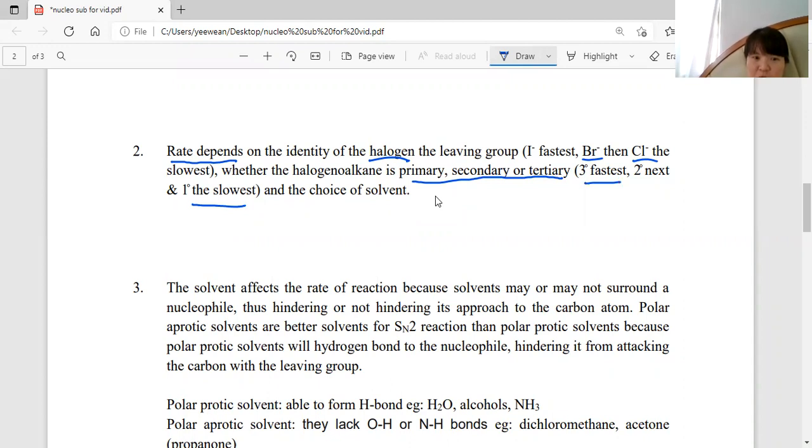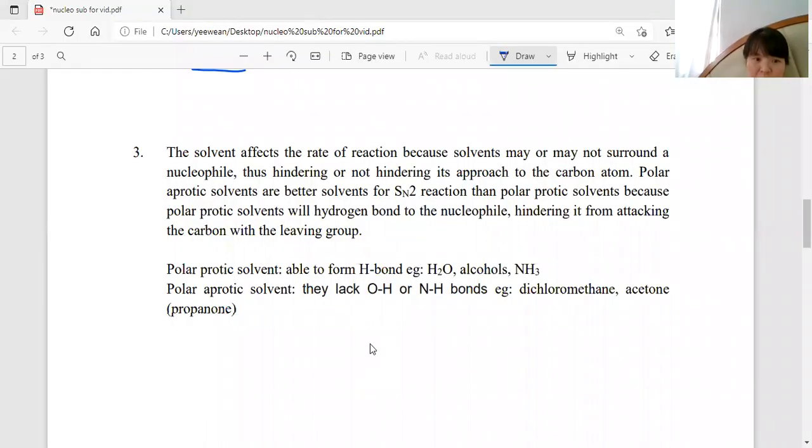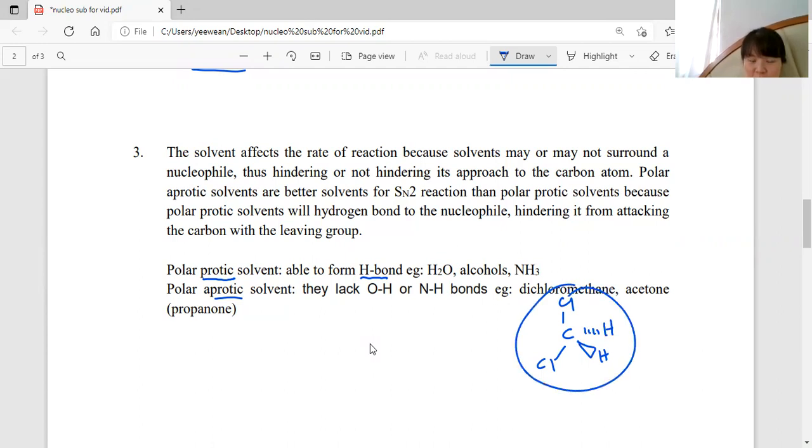Okay, the rate of reaction will also depend on the choice of solvent. Protic solvents mean that they can form hydrogen bonding, and aprotic solvents mean they don't form hydrogen bonding. So, for example, dichloromethane is polar, but there's no hydrogen bonding that can be formed in dichloromethane. So that's what aprotic means. There's no hydrogen bonding formed. And protic solvents are like water or alcohols, which can form hydrogen bonding.